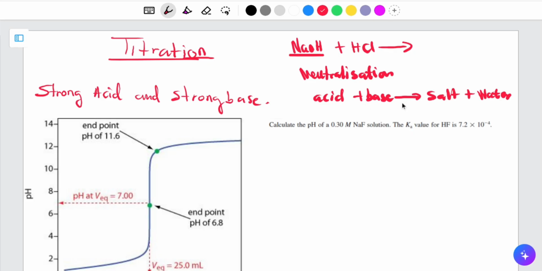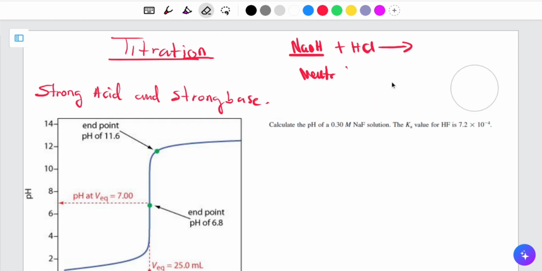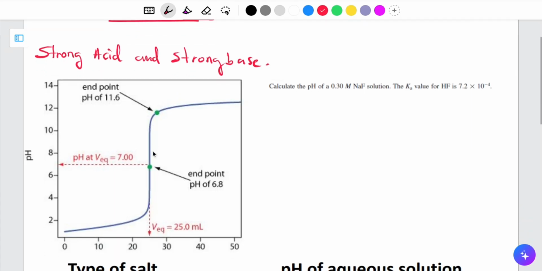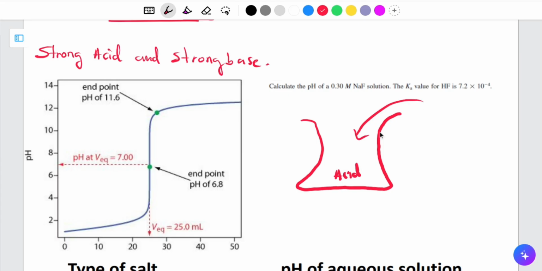So that just depends on what you're dealing with. It is either a strong acid as well as a strong base, or another combination. The curve that I have here is the curve for a strong acid and a strong base. Specifically, this is where we are going to have the conical flask. In this conical flask we have acid, then you're adding a base. So this is how the graph is going to look.